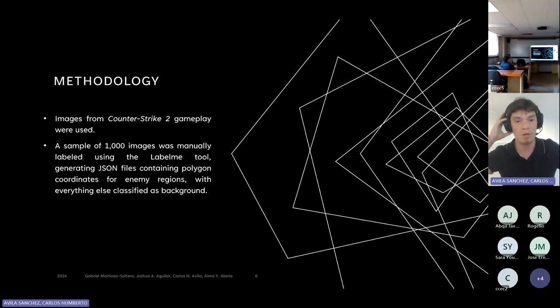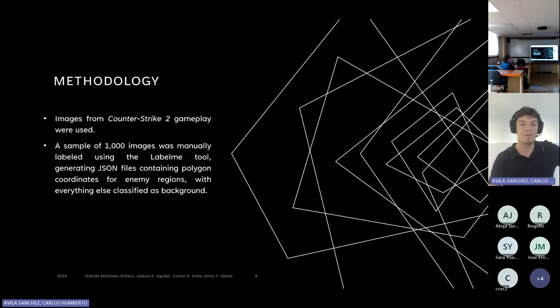So let's move to our methodology. We use images from the game Counter-Strike 2 because of the realism of its graphics. We thought it was a better decision than other games. But in the training, we also used images from the game Battlefield. But the majority was Counter-Strike 2.